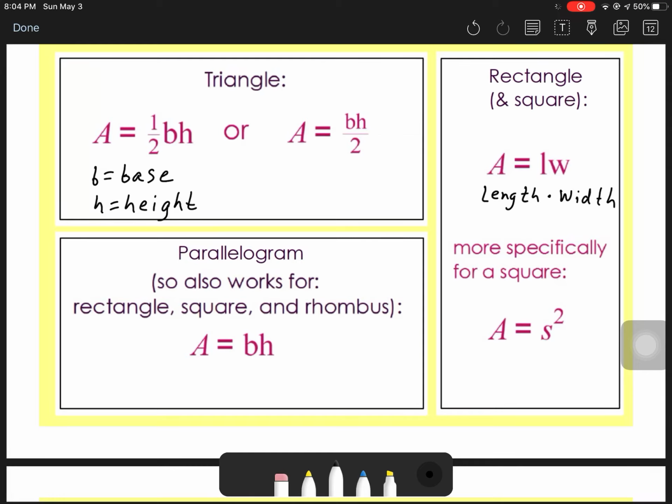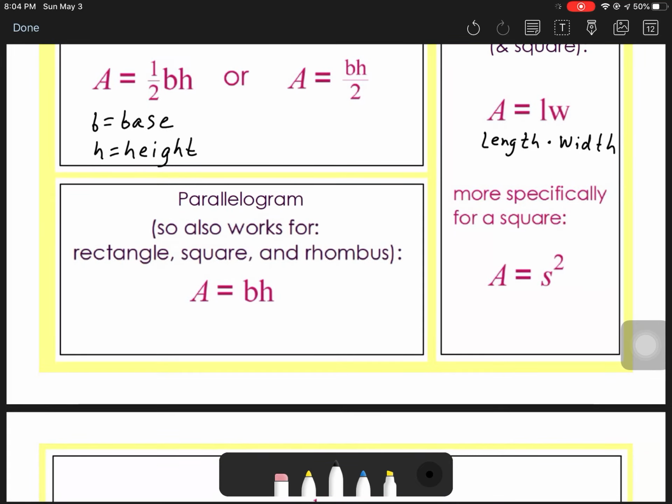A square, the same formula works, but since the side lengths of a square are the same, you can do side squared. A parallelogram. This works for a rectangle, square, and rhombus. Area equals base times height. So remember, this is what a parallelogram looks like. Technically a square, rectangle, rhombus, those are all parallelograms. But if we're given the height for something like this, and then we're given the base, which would be from here to here, or from here to here. Okay? And then this would be our height. This would be the base.